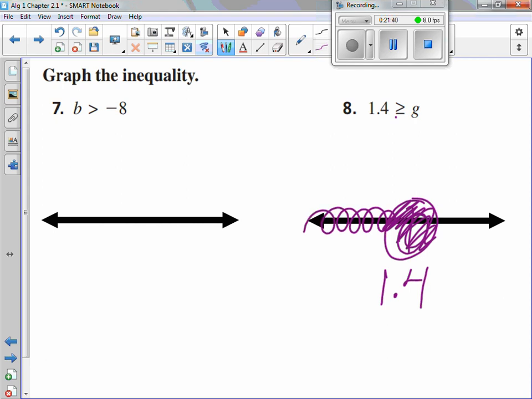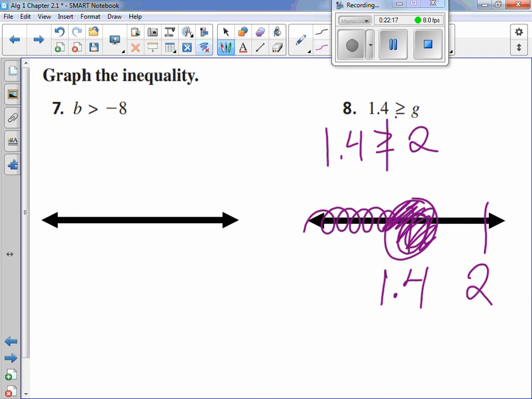And on this one here, you're kind of getting stuck. Which way do I shade? Check a point. 2 is greater than 1.4, yes? Plug it in. Is 1.4 greater than or equal to 2? No, 2 is bigger, isn't it? So that's a false statement. That means we don't shade, it's not in the shaded region. We shade the other direction, the direction away from 2.